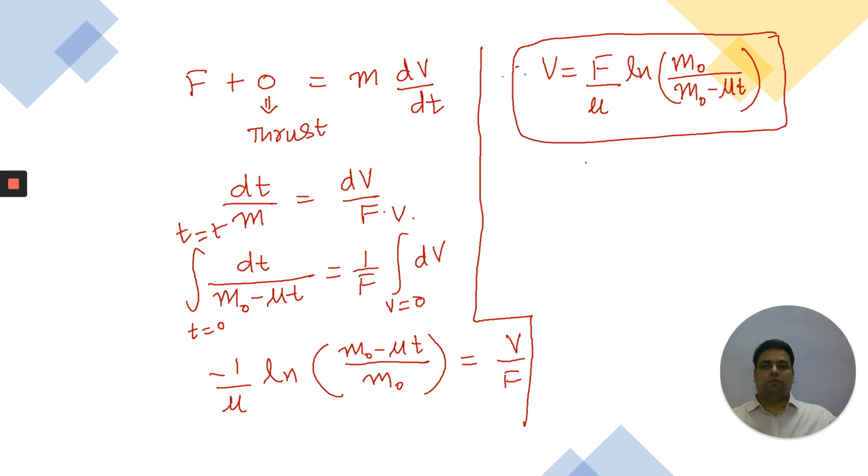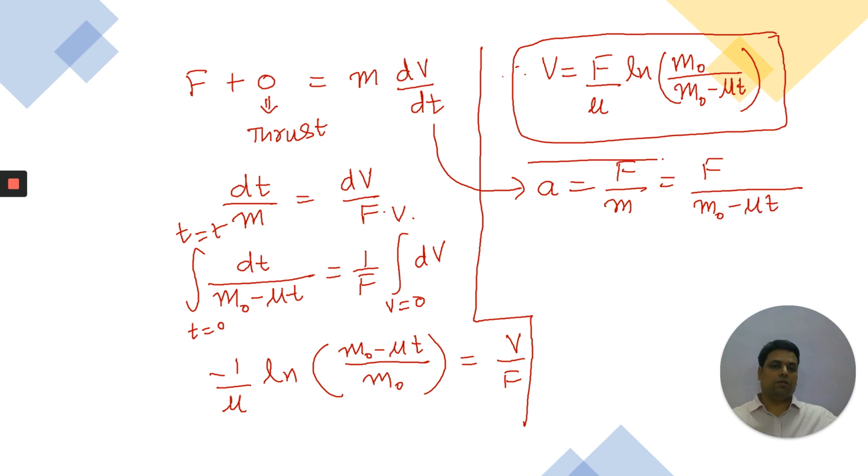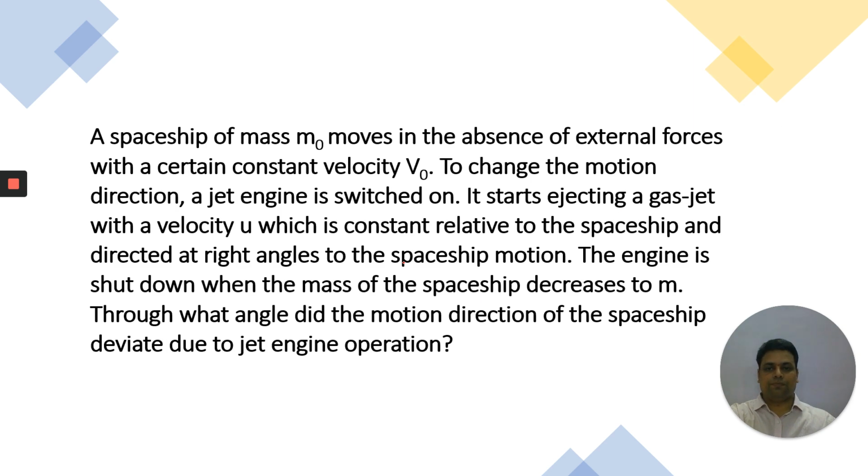We want acceleration. So acceleration we can write from this. The acceleration is force by mass, so there is no thrust. The force by mass is F by (m₀ − μt). So at any instant of time t, this is the acceleration. This is how velocity and acceleration change with time.